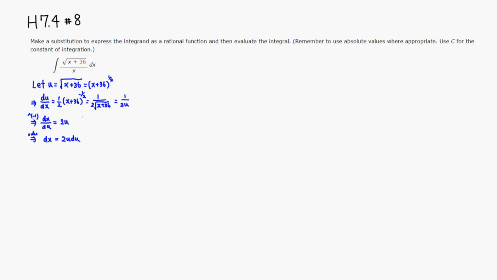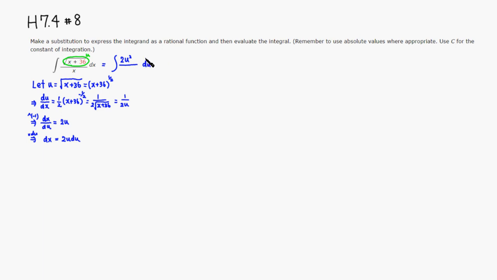Remember that we decided to call the whole numerator of the integrand u. So we can rewrite this as an integral. Then we have a u on top, so u. dx is 2u du, so I'm going to put that 2 here, and there's another u, so I'm going to put it squared. And the du goes at the end.